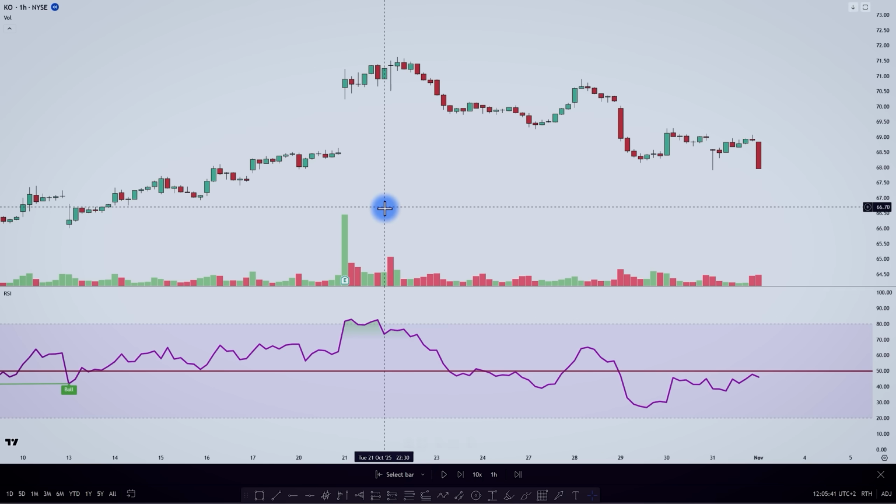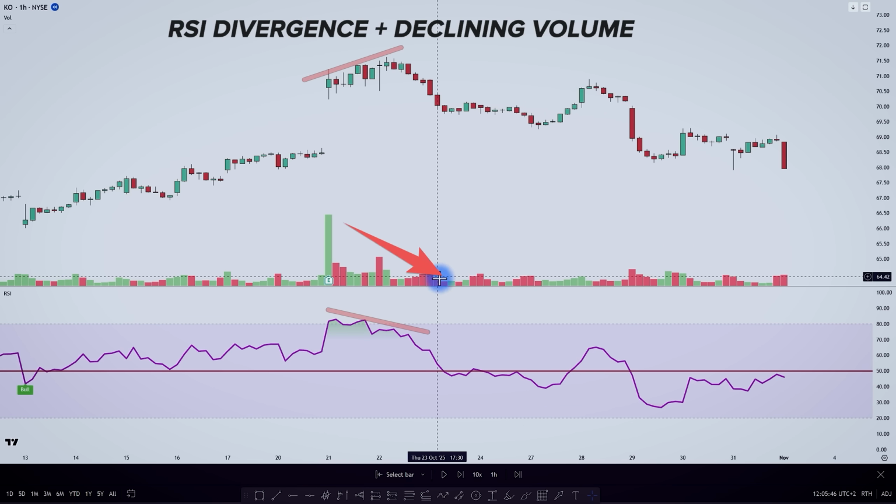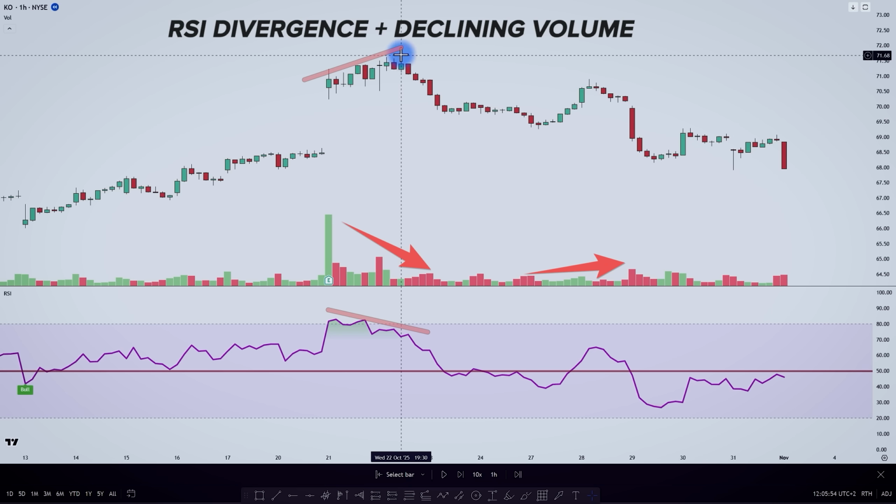And one more edge, volume confirmation. RSI divergence with declining volume, then a volume increase as the price reverses. This volume pattern shows real money is positioning for the reversal.